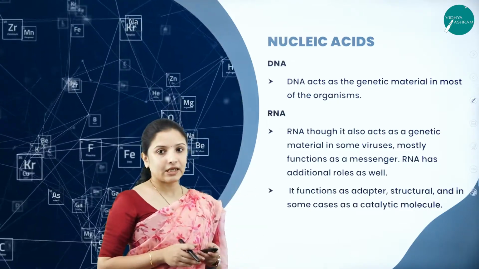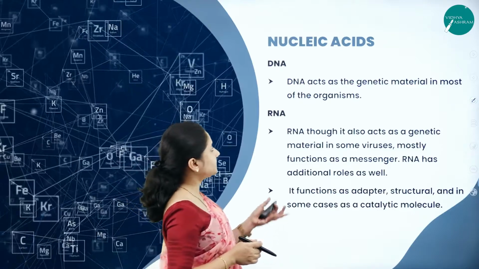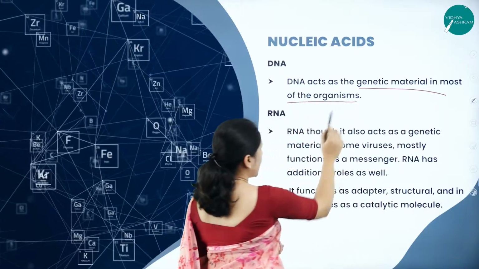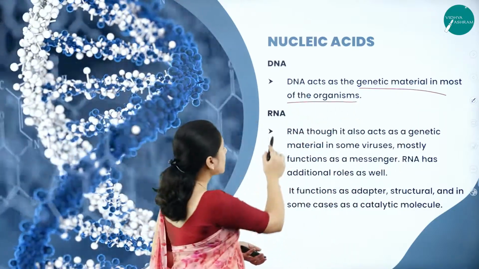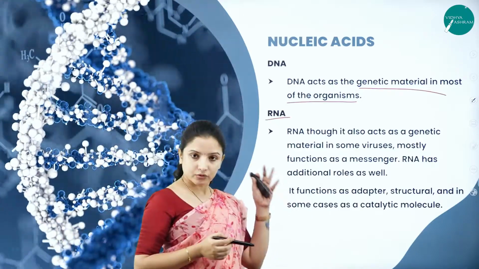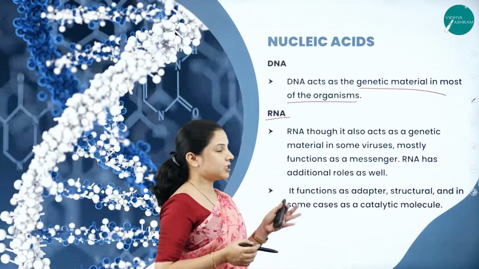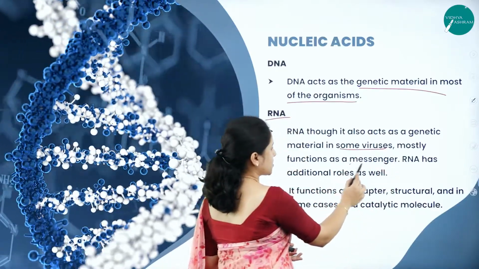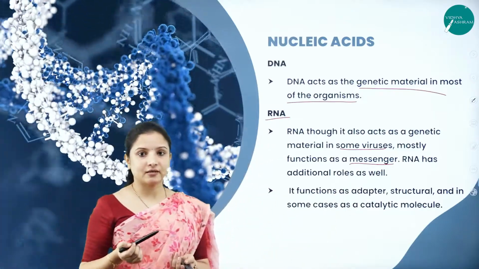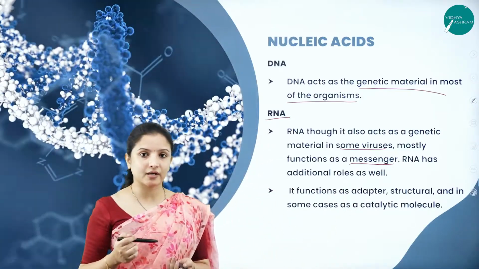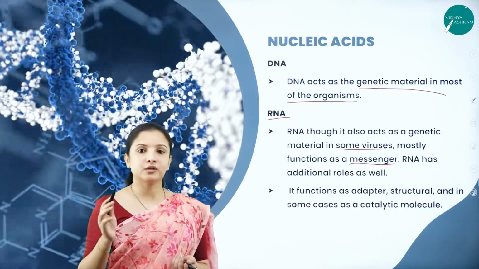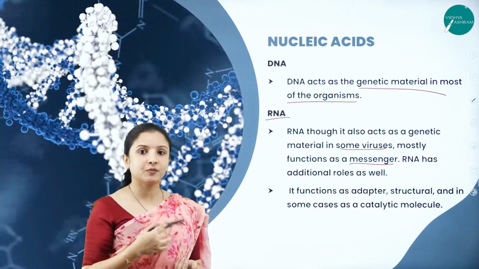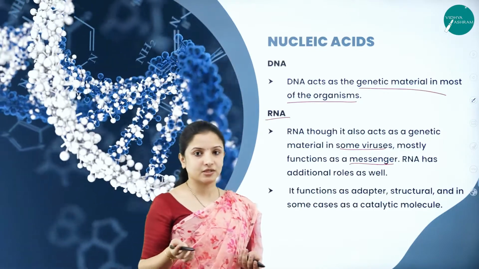So talking about DNA, that is deoxyribonucleic acid, DNA acts as the genetic material in most of the organisms. But what about RNA? RNA, that is ribonucleic acid, though it also acts as a genetic material in some viruses, mostly functions as a messenger. In our body also RNA is there, that is the messenger RNA or the mRNA, right? mRNA gets formed during the process called transcription, translation and so on, which you will study in this particular chapter itself. In the coming sessions we shall study about it.